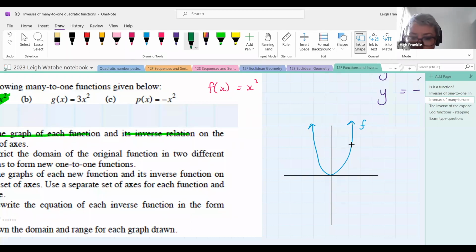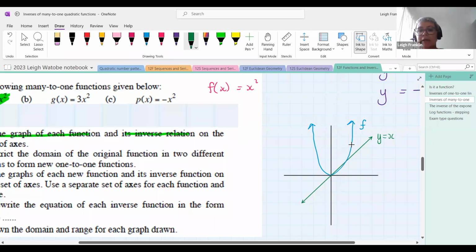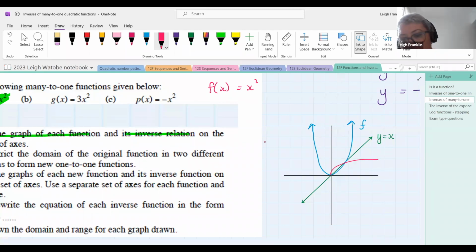All right, let's draw in our line y equals x. There it is. There's our line y equals x. And now we want to draw the inverse of this particular function, so its inverse relation. Now that it's been reflected over the line y equals x, that would be the one arm, and that would be the other arm over there.